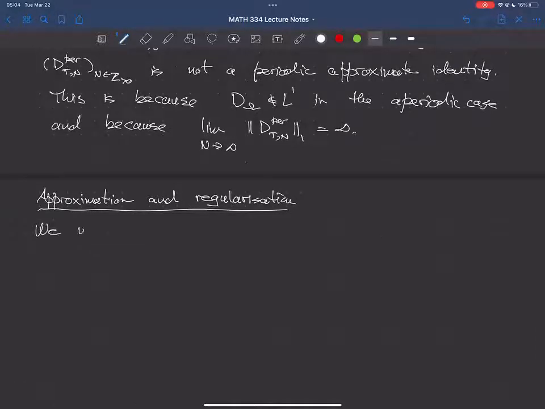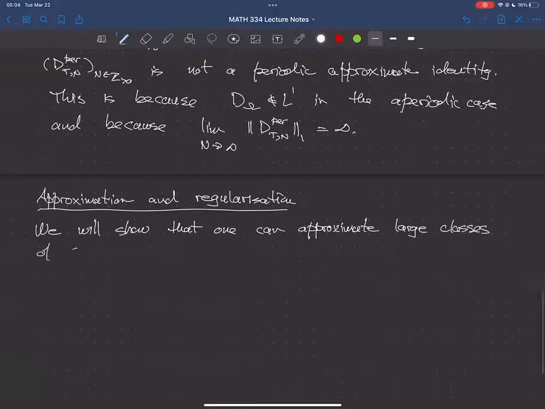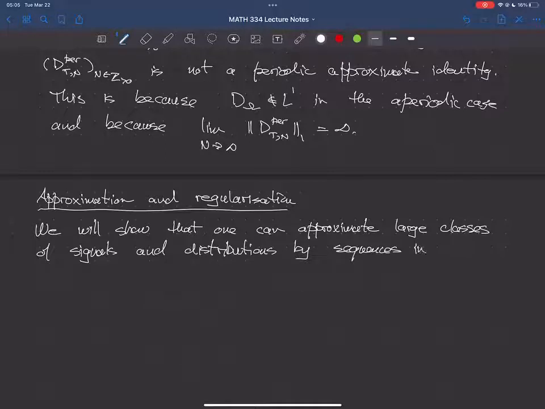We will show that one can approximate large classes of signals and distributions by sequences in kind of the smallest class of signals that we're talking about, which is the compactly supported infinitely differentiable signals. Okay.